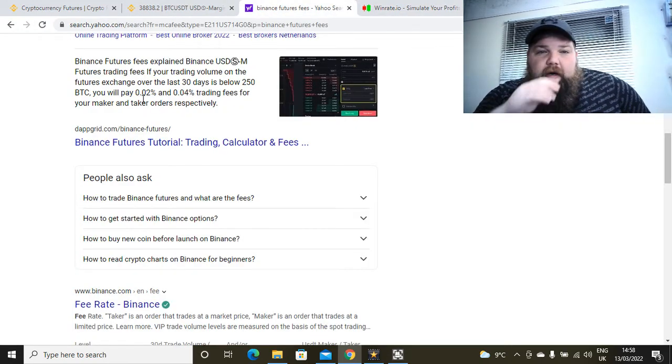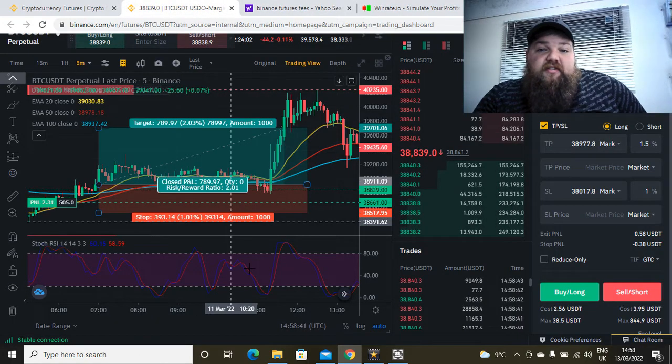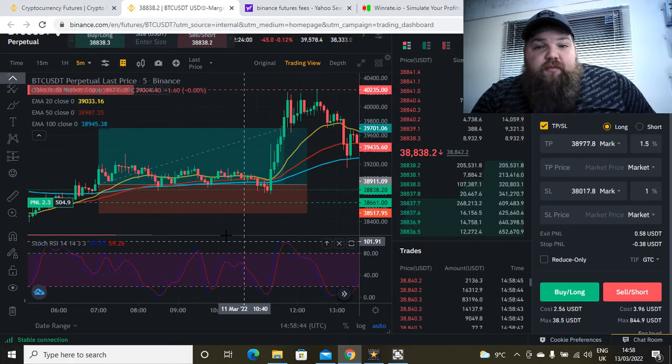Now I'll show you there. There's our Binance futures fees. So if you're in the USDM futures trading, it's 0.02 and 0.04 for makers and takers. That's how you can potentially earn over $2,000 in a month trading futures.